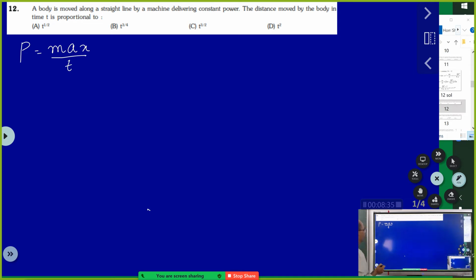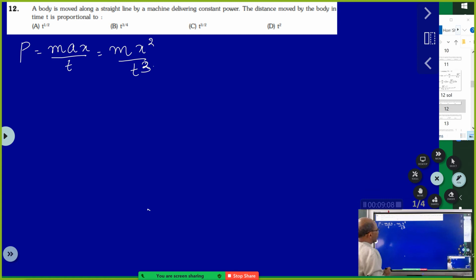Sir, A can be written as X by T square. That is initial velocity 0. Okay. A can be written as X by T square. So this becomes M X square by T cube. Okay. P is equal to that.